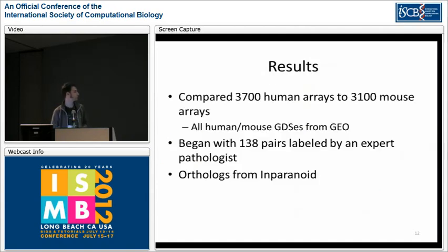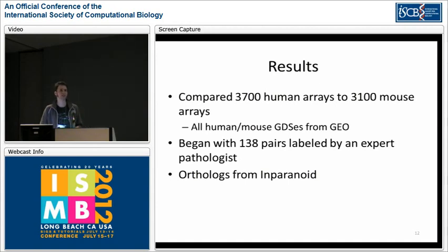Okay, so how do we actually test this? We extracted all of the human and all of the mouse GDSs from GEO, the Gene Expression Omnibus. GDSs are essentially the well-annotated data sets in the Gene Expression Omnibus. The reason for using the well-annotated data sets is that we can do a better job figuring out if we're actually correct when we've classified something, based on all of the metadata attached to these arrays. The number of arrays we're looking at is about 7,000: 3,700 in human, and 3,100 in mouse.